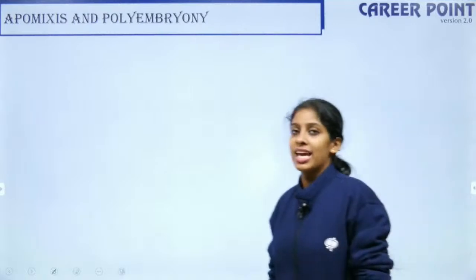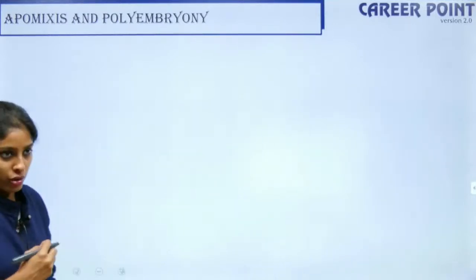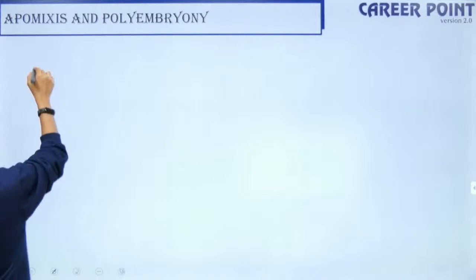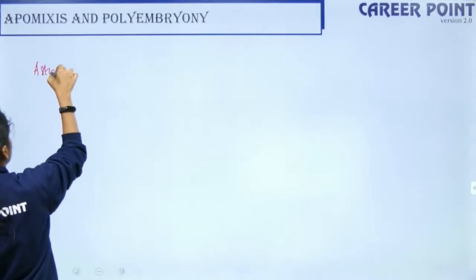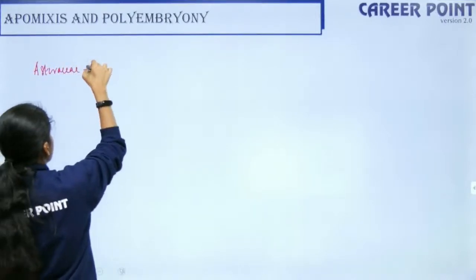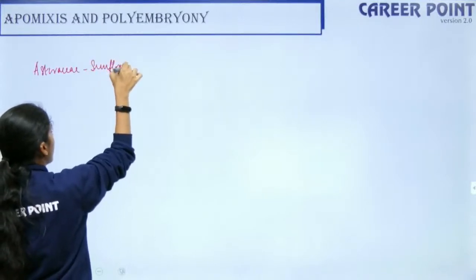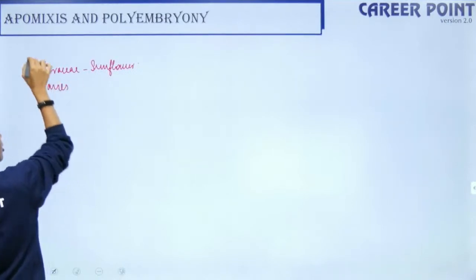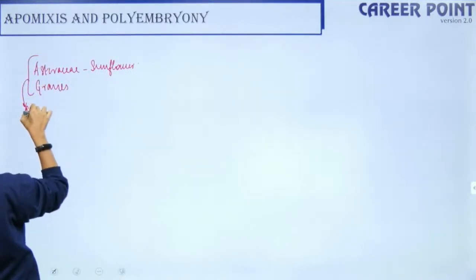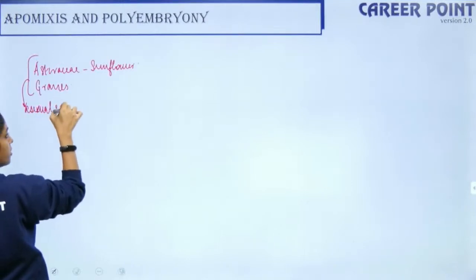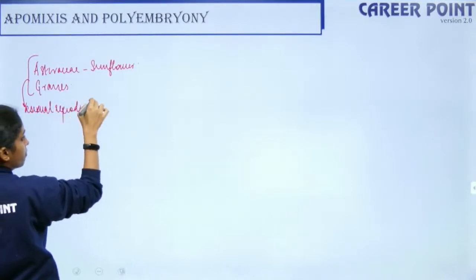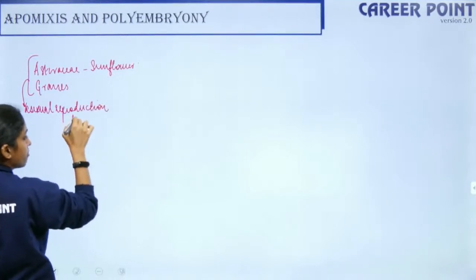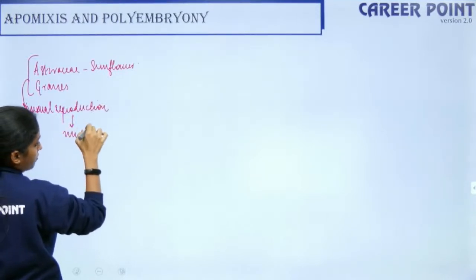Now, the last topic for the day is apomixis and polyembryony. There are certain families, Asteraceae, the sunflower family, and grasses, which belong to monocots. In these two plants, you have a special type of asexual reproduction which mimics sexual reproduction.